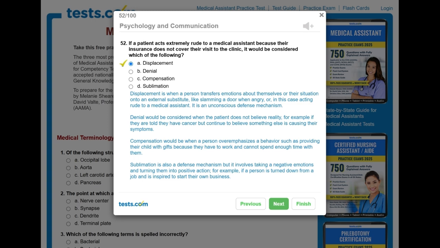Compensation would be when a person overemphasizes a behavior such as providing their child with gifts because they have to work and cannot spend enough time with them. Sublimation is also a defense mechanism, but it involves taking a negative emotion and turning it into positive action. For example, if a person is turned down from a job and is inspired to start their own business.